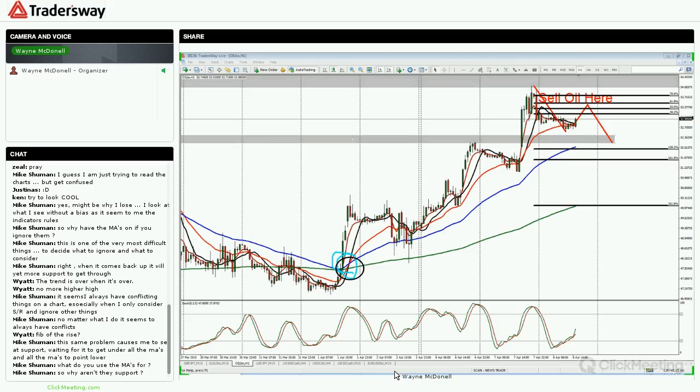21 moves above the 55. That means the market is bullish. Technically bullish. The market, not price, just the market. So now your job is to buy the market, right? When price goes from overbought to oversold and is supported by the moving averages. So this would be a buy rate.